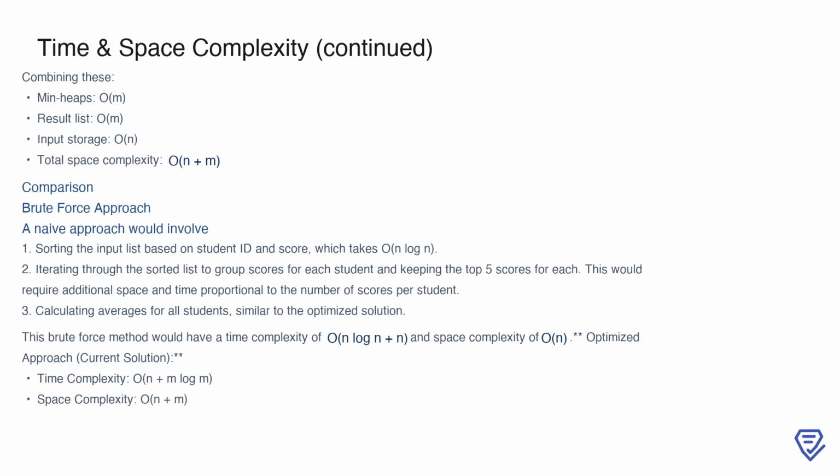When compared to a brute force approach, the optimized solution is clearly more efficient. The naive method would involve sorting the entire input list by student ID and score, which takes O(n log n) time, followed by grouping scores and calculating averages, leading to a total time complexity of O(n log n + n). Its space complexity is O(n). In contrast, the optimized solution achieves a time complexity of O(n + m log m), and the same space complexity of O(n + m), making it better suited for larger datasets.